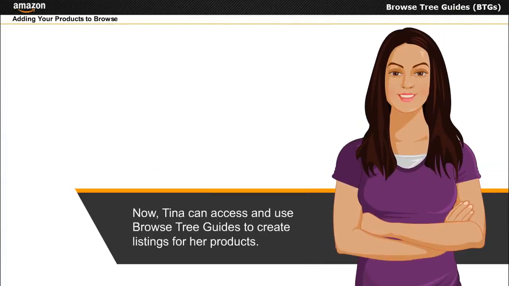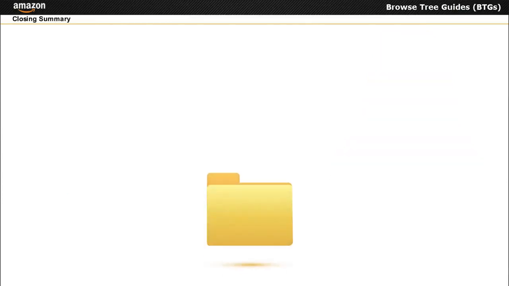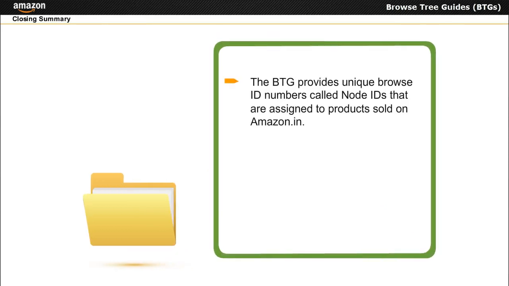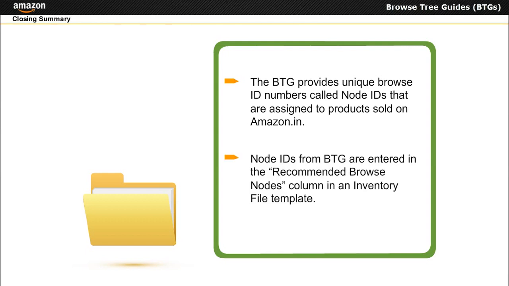Now, Tina can access and use Browse Tree Guides to create listings for her products. The Browse Tree Guide provides unique browse ID numbers called node IDs that are assigned to products sold on Amazon.in. Node IDs from BTG are entered in the recommended browse nodes column in an inventory file template.